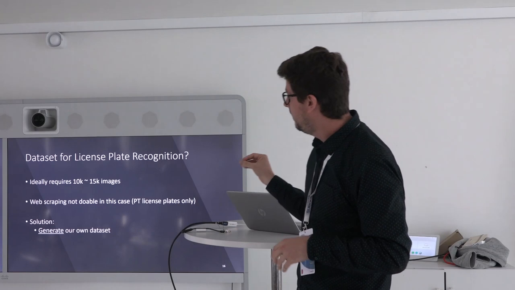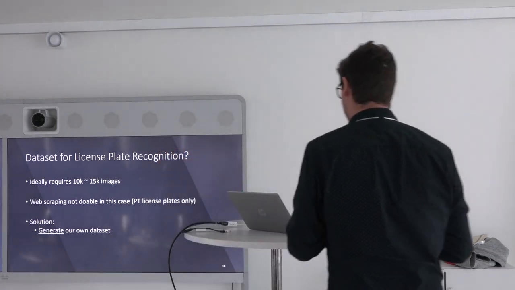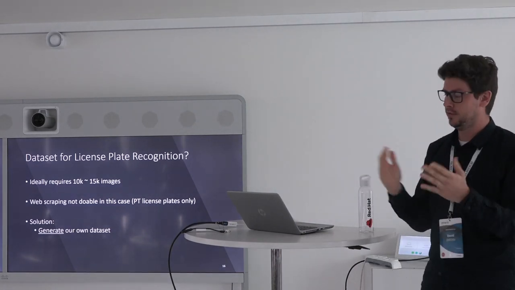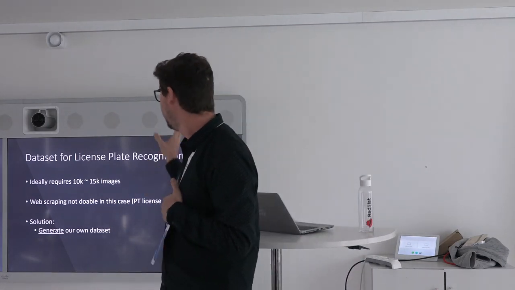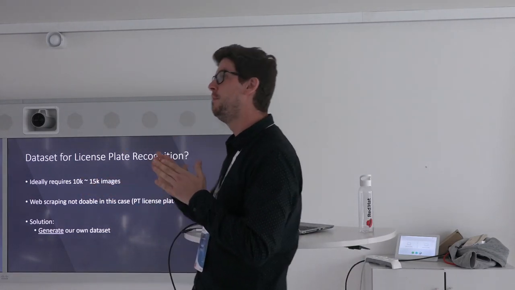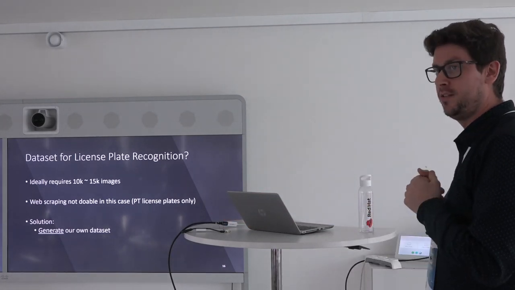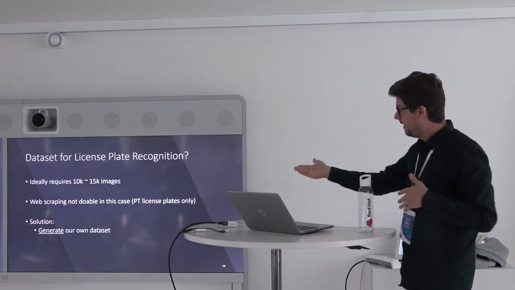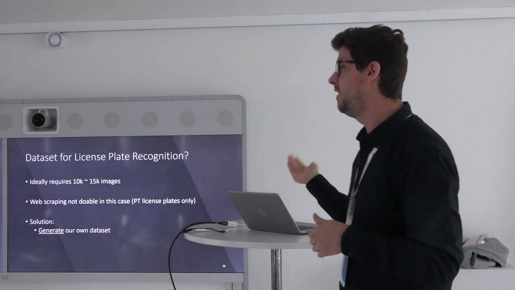And in this case, from what I've read from state of the art, normally to perform OCR, which is character recognition, you would ideally require 10,000 images minimum. So we see a tenfold increase for object detection. So this is a much more complex case. In our context, we were looking at Portuguese license plates.